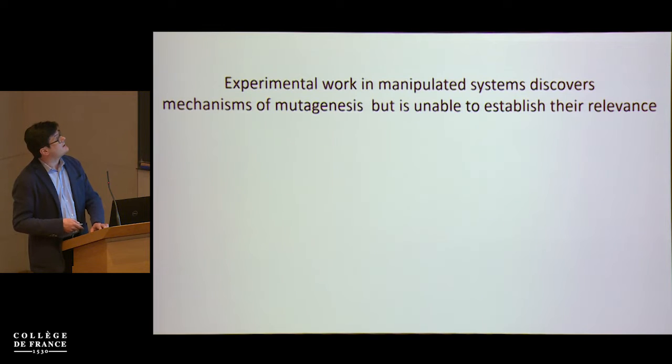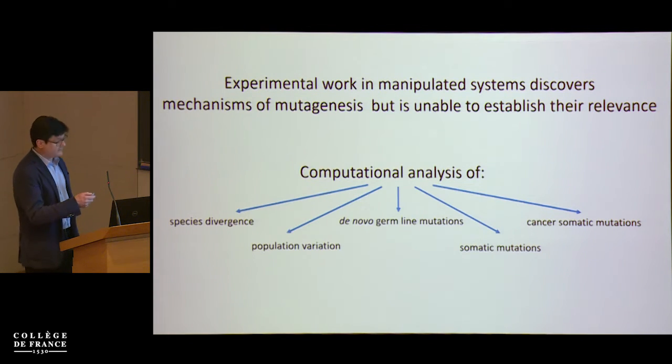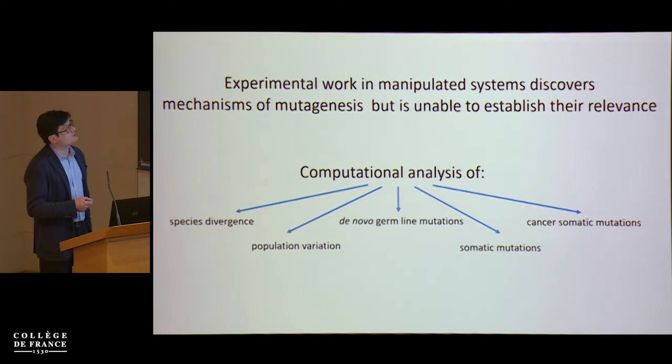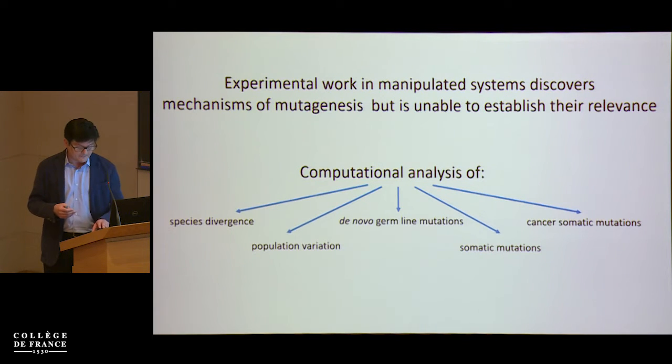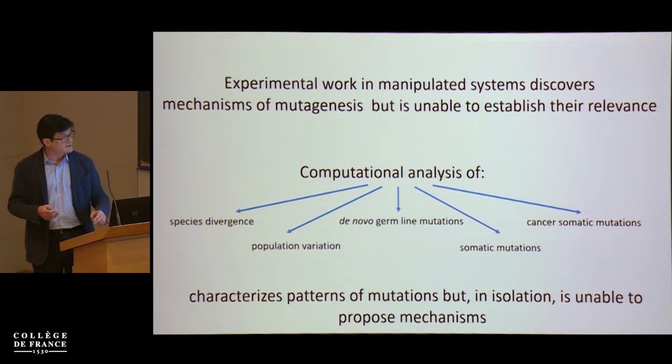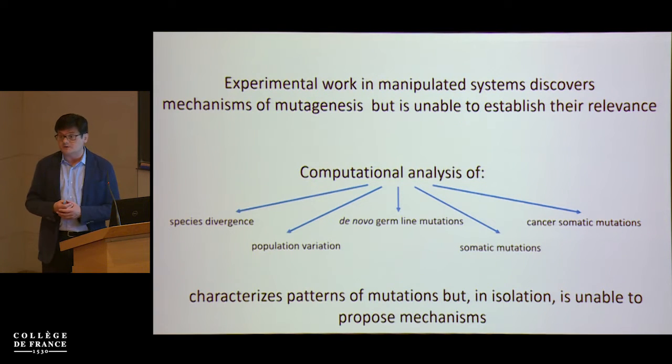So now, as I said, we have experimental work in experimental systems. We have an increasing number of computational analyses of various data, starting with species divergence, going through population variation, through de novo germline data sets, somatic mutations, cancer mutations, and so forth. And the problem is that this characterizes patterns well, but is unable to explain the biology behind them.